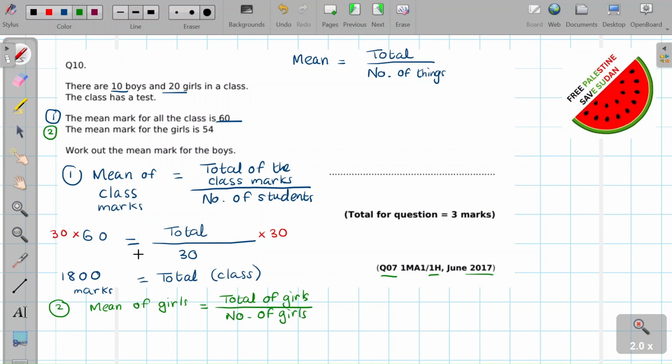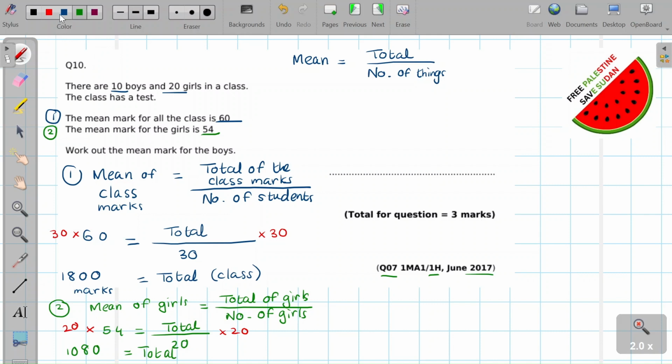So the mean is 54. The total we don't know. And the number of girls is 20. So to get the total, we multiply both sides by 20. Bit rusty because it's holidays. Although I have done a bit of teaching, but not so much. 108, 1080. So that's 1080. It's a non-calculator paper as well, so no use of calculator here.